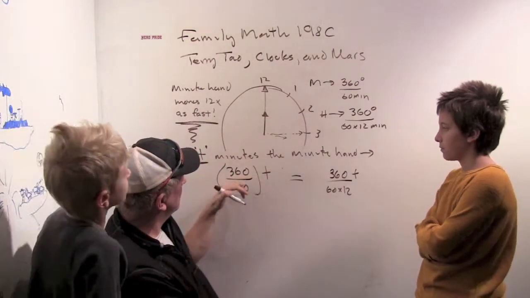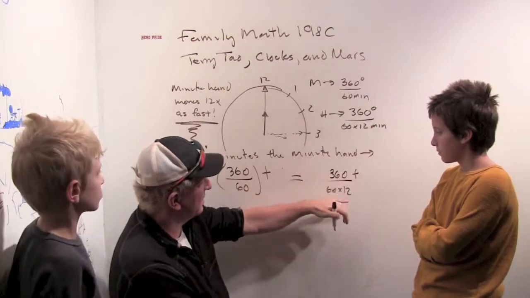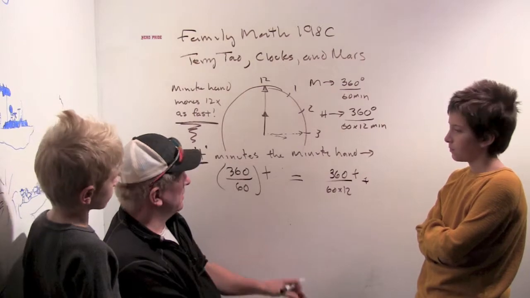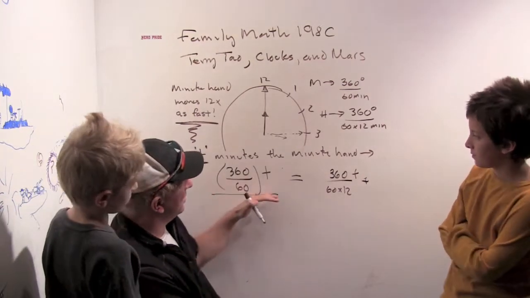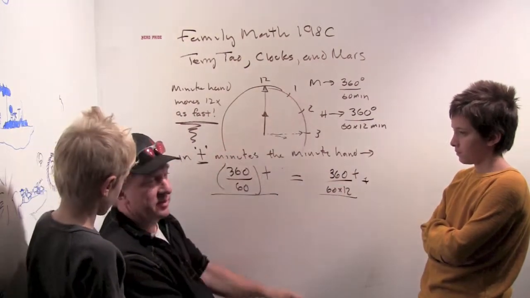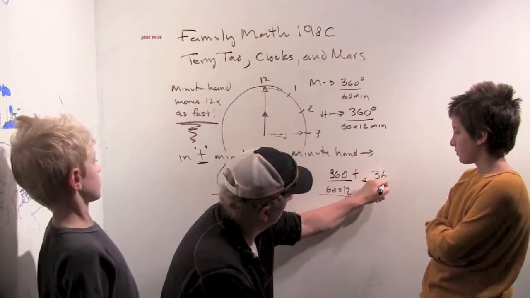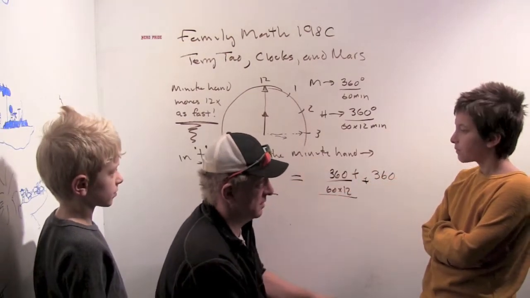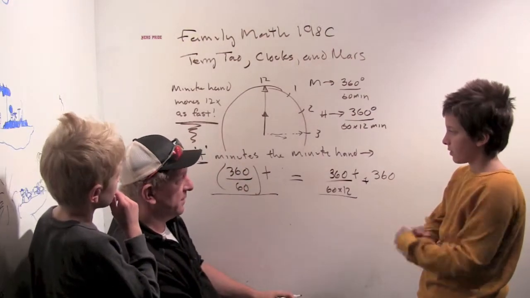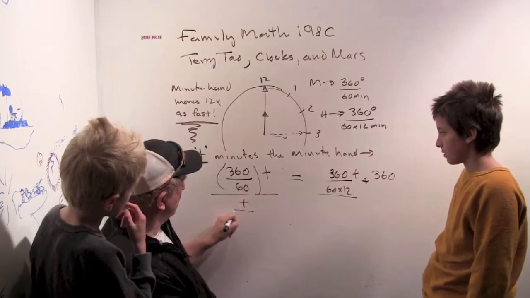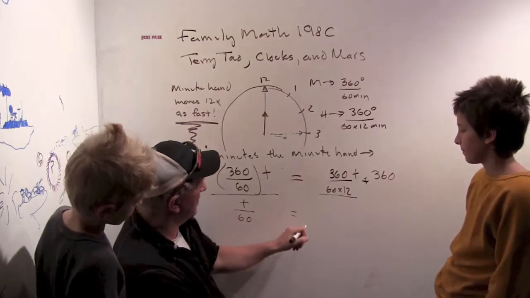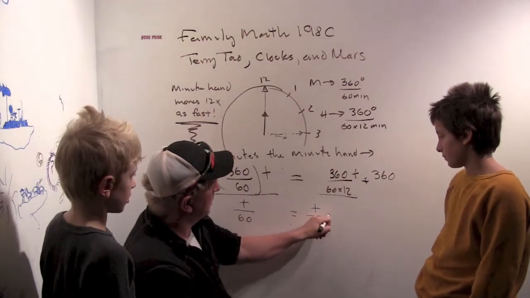So 360 over 60 times t equals 360 over 60 times 12t plus how many degrees? This is the minute hand. The minute hand is equal to the hour hand plus how many degrees when they overlap again? 360. Do you understand that? Yep. Okay. Now I can cancel a lot of the 360s. I'm going to divide everything by 360, so this goes to t over 60 equals t over 12 plus 1.